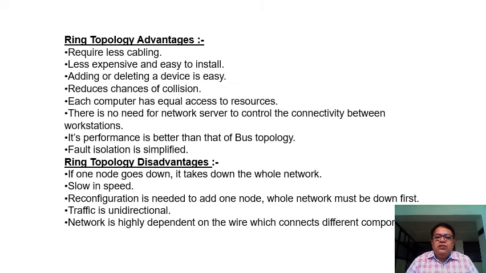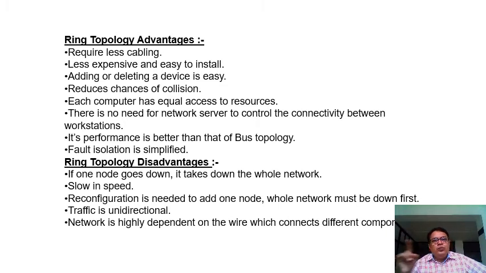Each computer has equal access to the resources, and there is no need for a network server to control the connectivity between the workstations that are going to communicate. That is absolutely no issue. Its performance is better than the bus topology; you can say that it is faster than the bus. Fault isolation is simple. But again there are certain disadvantages. If one node goes down, the entire network will be down. It is slow in speed as compared to the star topology. Reconfiguration is needed when we want to add a new node. Traffic is unidirectional. There is a concept of unidirectional and bidirectional.